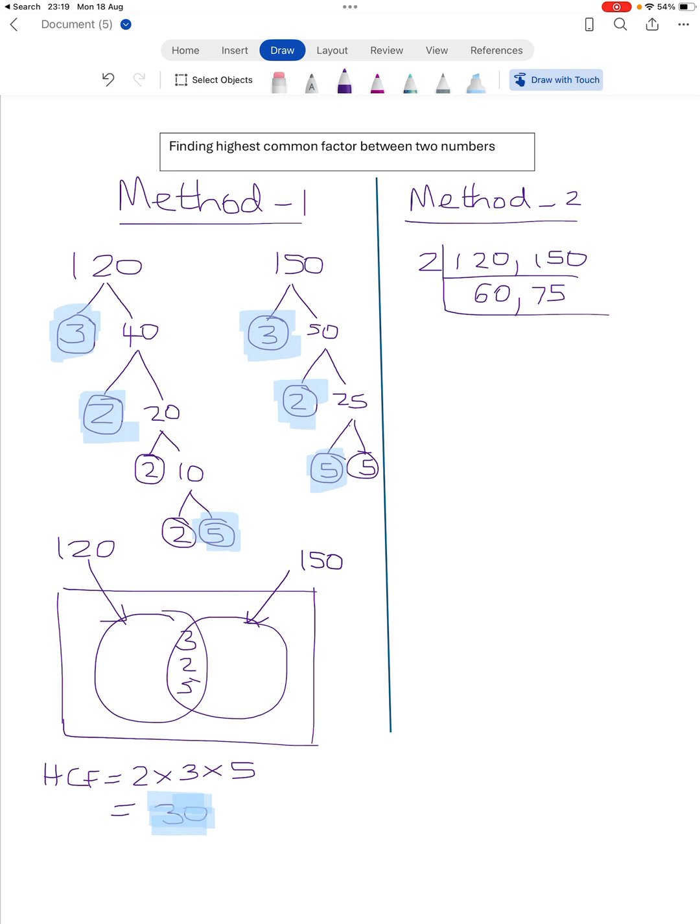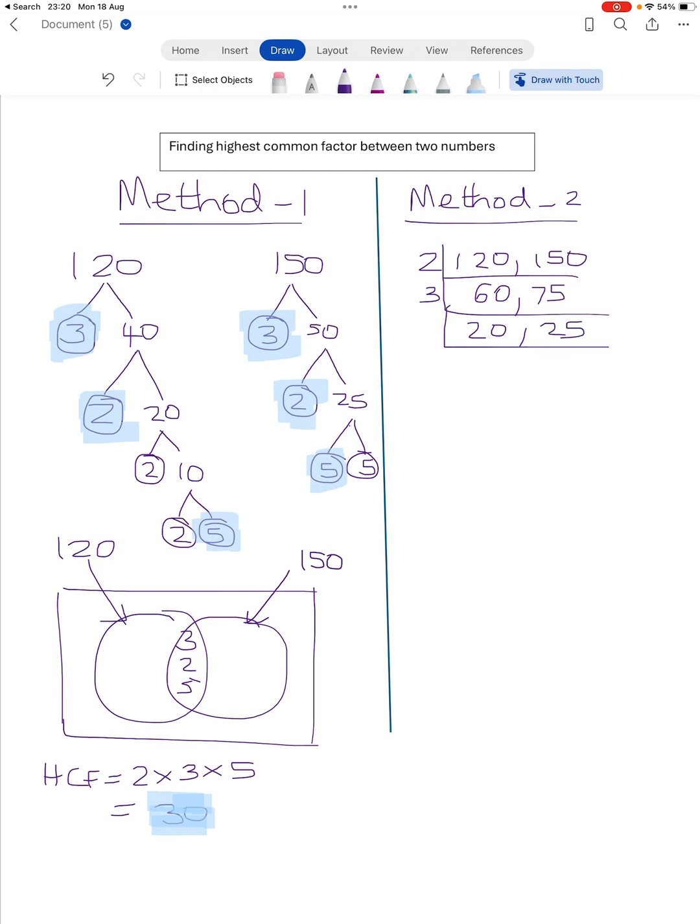Now, if it was lowest common multiple, we could have still picked 2 because 2 can divide 60. But for highest common factor, you can only pick the number that can divide both of them. So 2 cannot be picked because 2 cannot divide 75. The next number that can be picked is 3 because 3 can divide both 60 and 75. When you divide, that would give you 20 and 25.